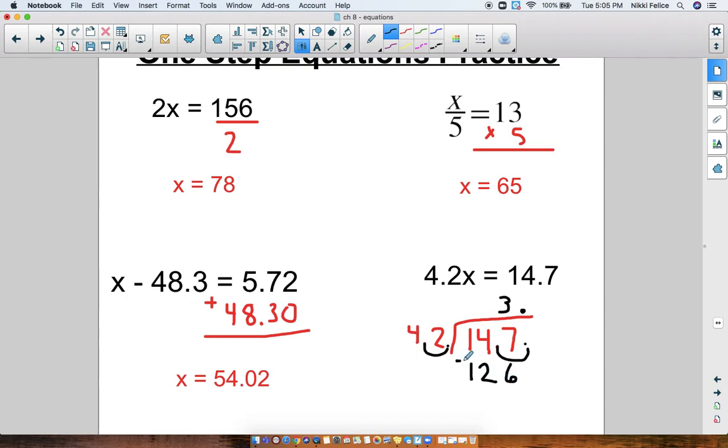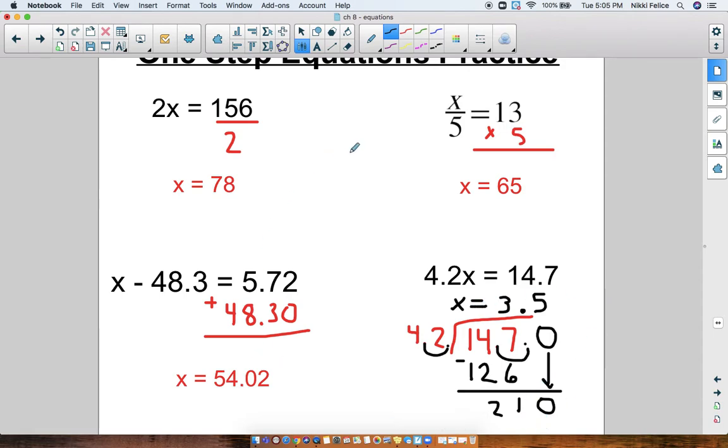And we can subtract that. What do we do now? We add a 0 after our decimal, and we bring it down. And we would see that 42 goes into 210 exactly 5 times. So for this one, x equals 35.